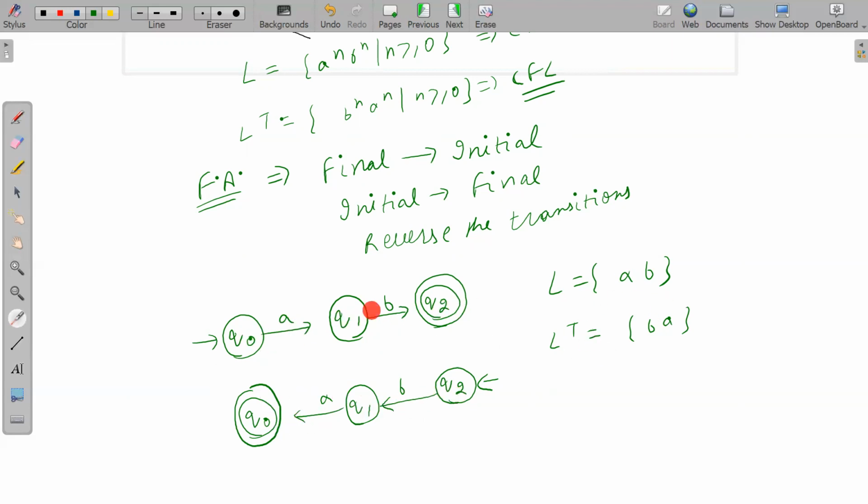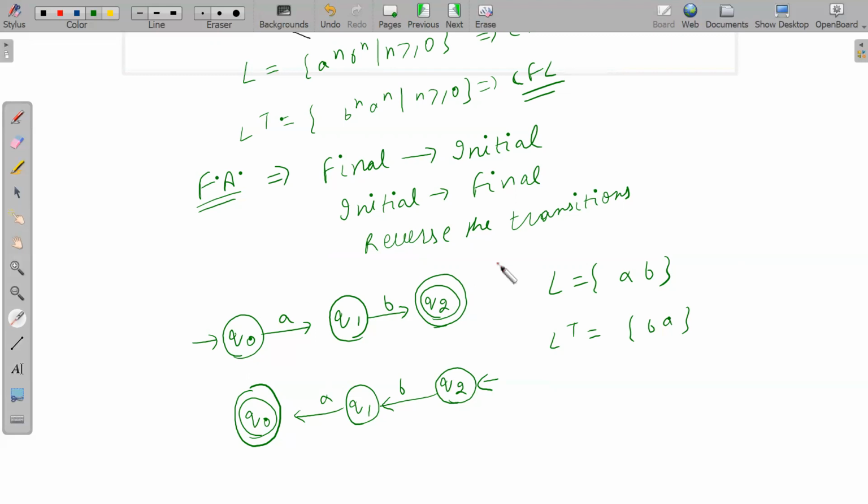So this is the intuitive idea about how you can find the formal proof. Again, I'm not going into each and everything or technical details. I'm just giving you a hint. Okay. So since this is FA and this is also FA, hence this means what? Regular languages are closed under transpose operation. So the formal proof will be like this.